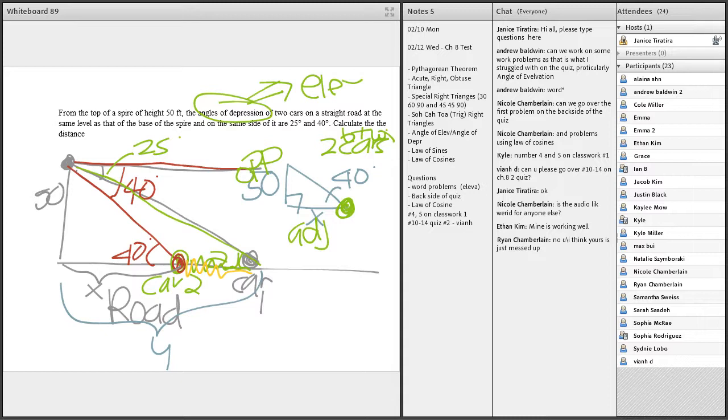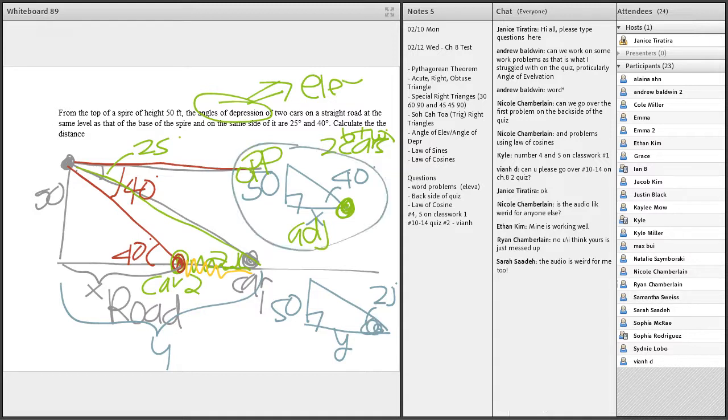Let me redraw the other picture. Again, you could put the angle of elevation as the same as the angle of depression. That's 25 degrees, still 50, and we're going to call this y. So this is tangent 2 times. We're calculating x, calculating y, and then subtracting them afterwards. Hopefully you see the picture.